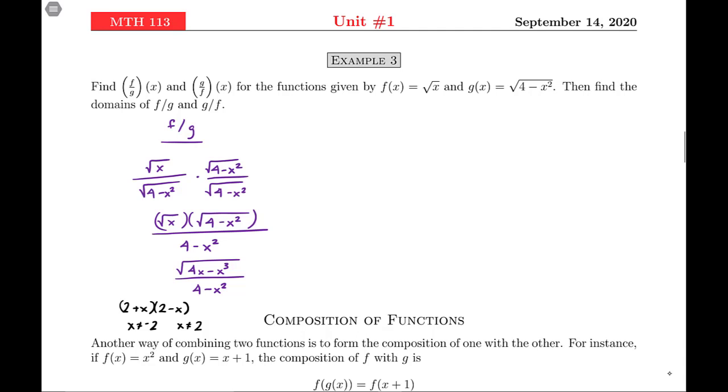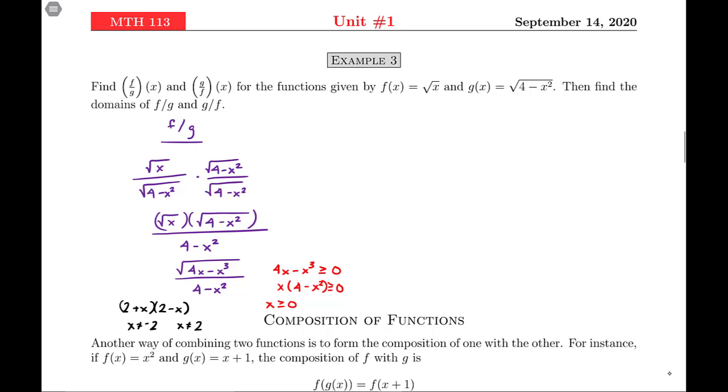From the numerator, remember the radical has to be greater than or equal to 0. So we're going to set this numerator, 4x minus x cubed, greater than or equal to 0. And I can factor an x out of both terms. And then we just need to find what makes this statement true. So the zero product property tells me that the first factor is x is greater than or equal to 0.